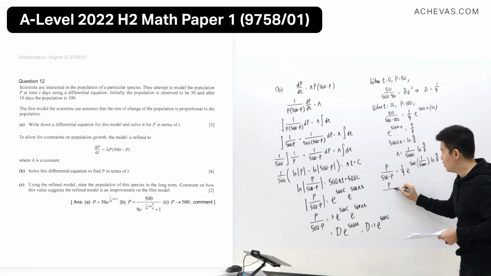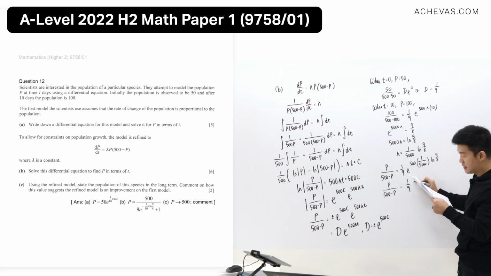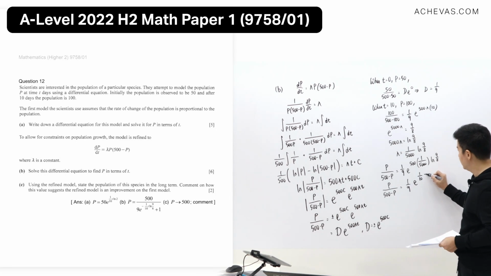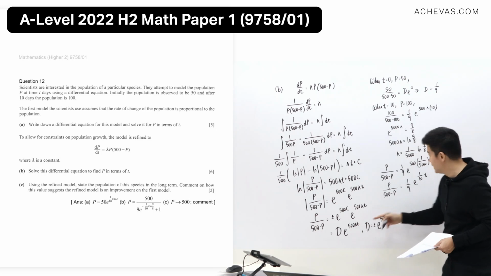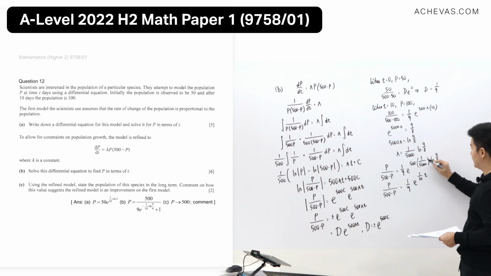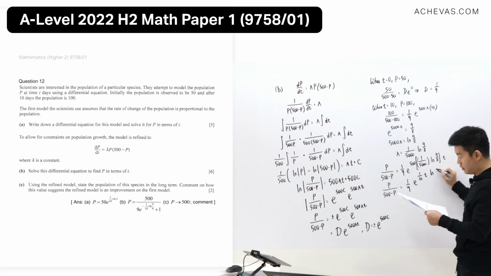So we have p over 500 minus p is 1 over 9, then this is going to be equal to e to the power of 1 over 10 t. Oops, I've missed out a t. So it is going to be 500 lambda t. So I still need to multiply this whole thing here by t. So this is 1 over 10 t, then I have a ln of 9 over 8.